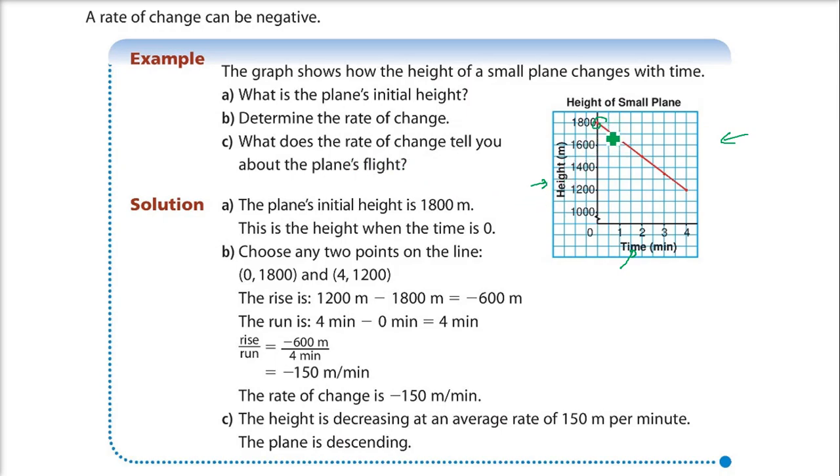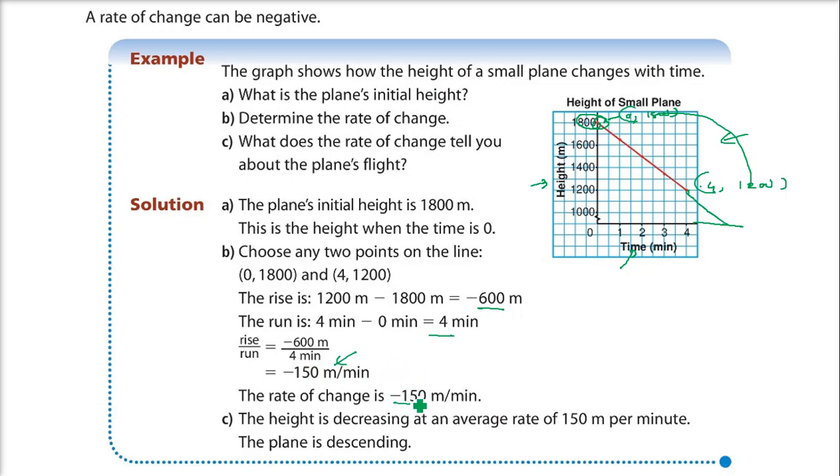Now it is coming down. We'll see when it touches 0. We'll take any 2 points. This is x is 0 and y is 1800, and we can take any other point like this, 4 and 1200. Now let us find the rise and run. The rise will be 1200 minus 1800, that is minus 600, and the run will be 4 minus 0, that is 4. So minus 600 by 4, that is minus 150 meters per minute.